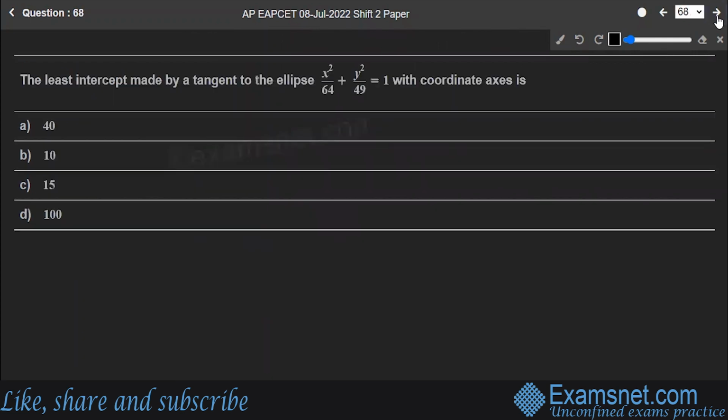Next is question number 68. It says the least intercept made by a tangent to this ellipse with the coordinate axes is. So pretty easy question, right? You are given the equation of the ellipse. That means, you know, the general equation is x square upon a square plus y square upon b square is equal to 1. So this can be written as x square upon 8 square plus y square upon 7 square is equal to 1. From here, I get a is equal to 8, b is equal to 7.